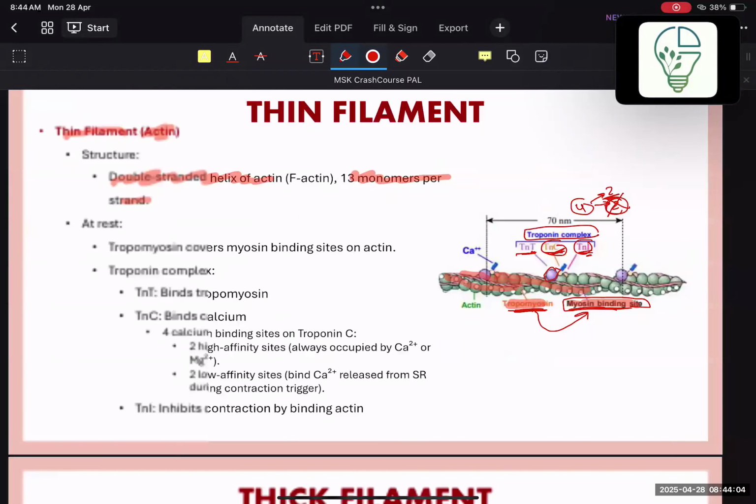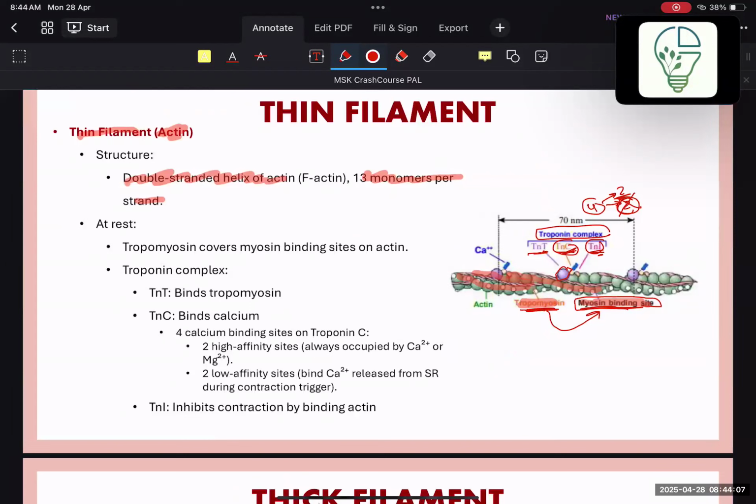So again, let's go over the slide again. We have the tropomyosin, which is covering the myosin binding sites. We have the troponin complex made up of TnT, which is the arm that's bound to tropomyosin. And then we have TnC, which is going to bind to calcium. And we have 4 sites for this, 2 high affinity sites, always occupied with calcium or magnesium, and 2 low affinity sites where the calcium from the sarcoplasmic reticulum is going to trigger a contraction. And finally, TnI, which usually works when we're at rest, is going to inhibit contraction. How? By binding to the actin and keeping the structure tight, okay?